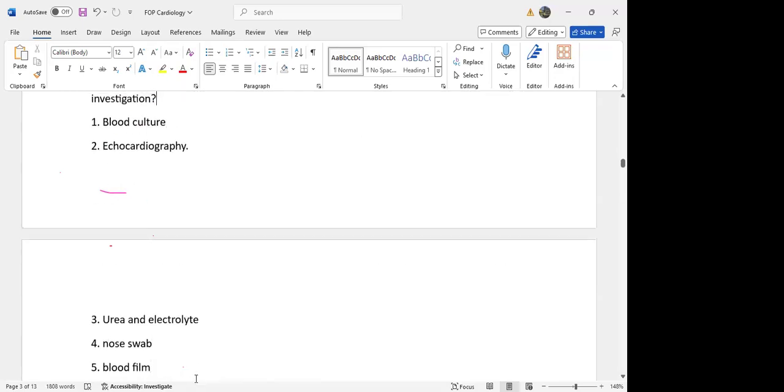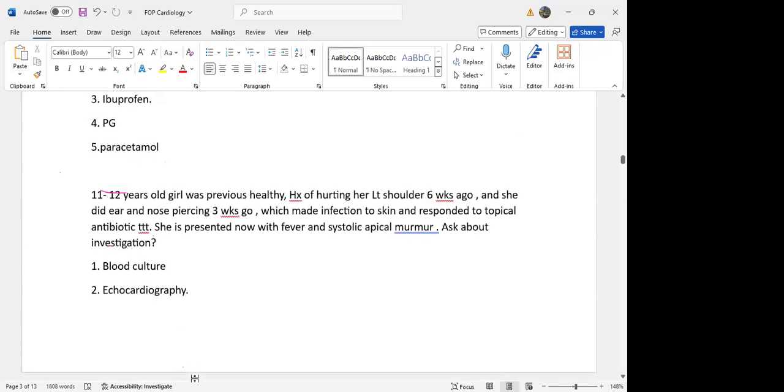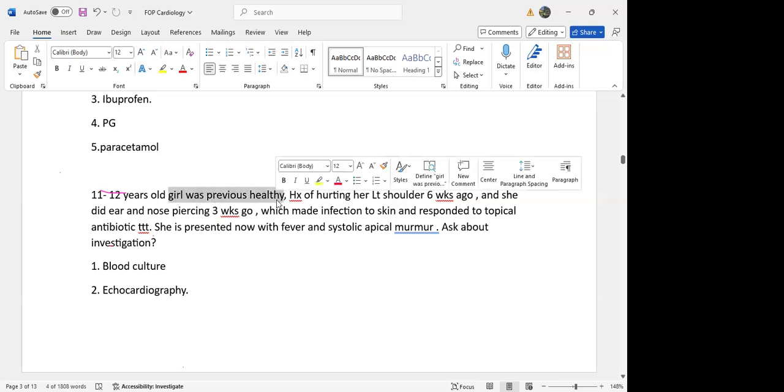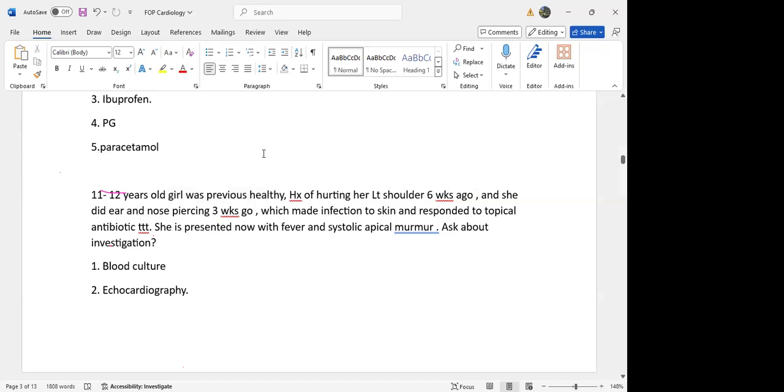Next question. This is a 12-year-old girl, who was previously healthy. What is important here is that she was previously healthy, with no underlying disease. There is a history of hurting her left shoulder 6 weeks ago.